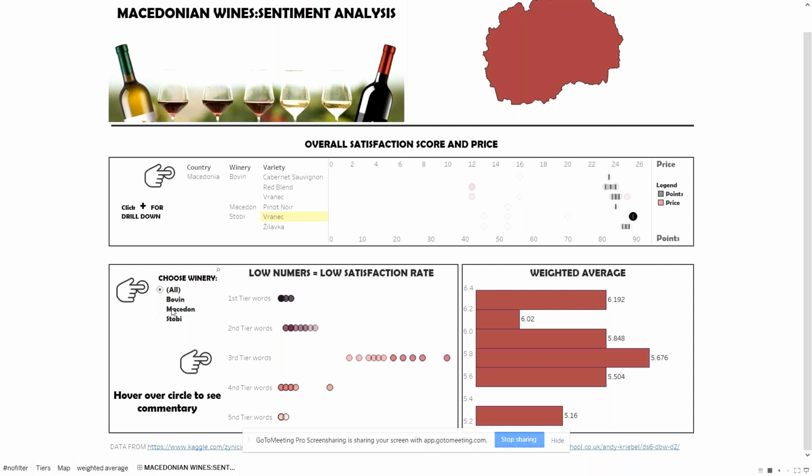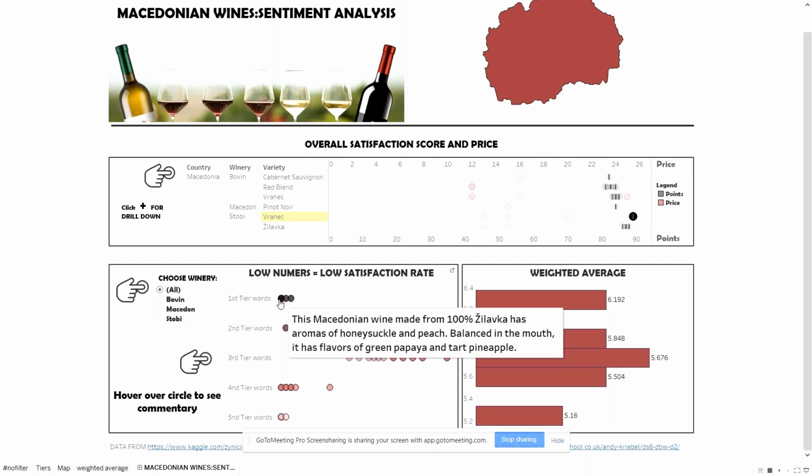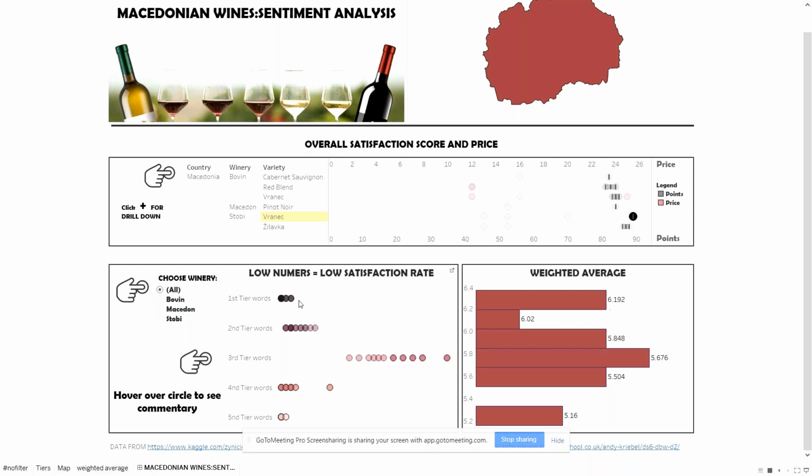So at the bottom section we have, again, choose the winery. What are low numbers? It will give you the sentiment score from the macro. So it will say how many people gave a score, listed from low to high. And if you hover over, you will get the whole text. And you kept the tier words? Yeah.